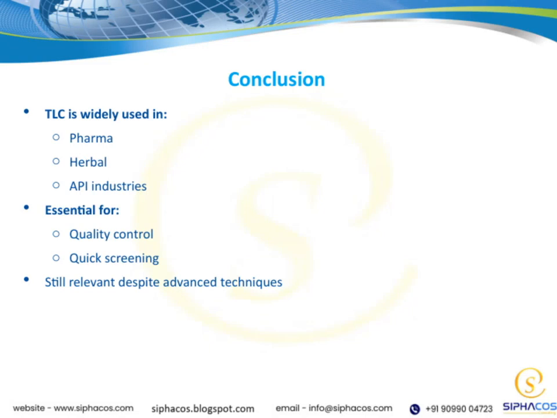Let's wrap things up with a quick look at the conclusion. As we've seen, TLC, or thin layer chromatography, is still quite widely used across a variety of industries. It plays a crucial role in the pharmaceutical sector, helping with the analysis of complex compounds. The herbal industry also relies on TLC to identify and authenticate natural products. Additionally, the API industries use TLC for quality control and purity testing of active pharmaceutical ingredients.